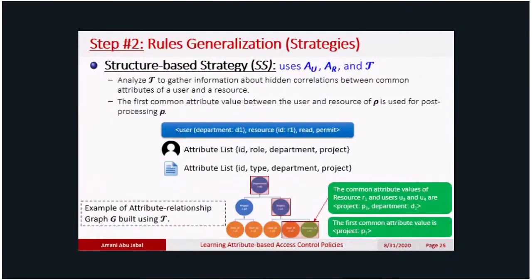The second strategy, which is structure-based strategy, uses, in addition to the user and resource attributes, the relations between them, which is part of the context information if available. So it analyzes these relations between users and resources to gather information about hidden correlations between common attributes of a user and a resource. The first common attribute value between the user and resource of the rule of interest is used for post-processing this rule.